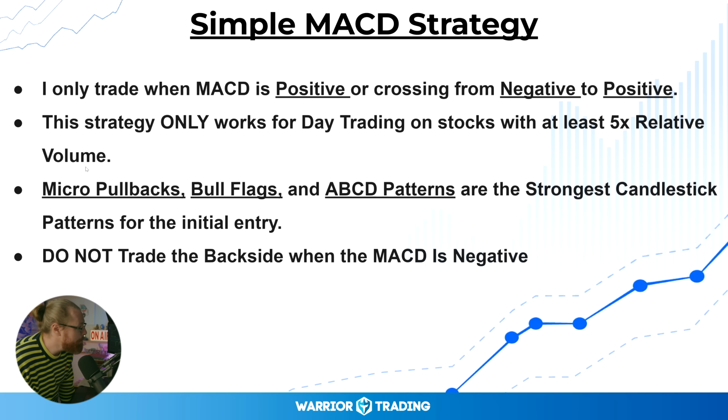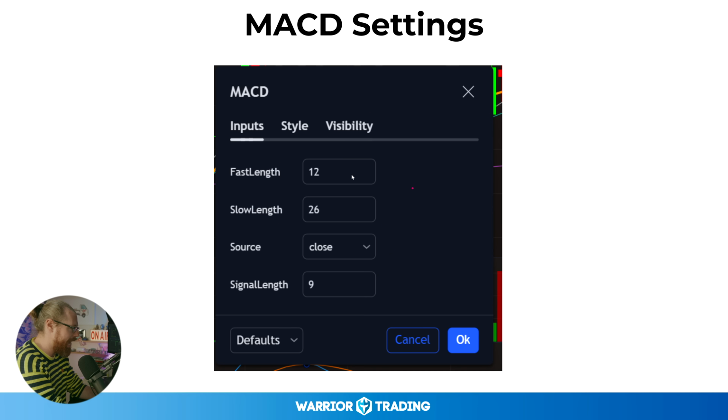Number 3, micro pullbacks, bull flags, and ABCD patterns are going to be the strongest candlestick patterns for the initial entry. And then number 4, I do not want to trade the backside when the MACD is negative. This is really important to avoid. Okay, so this is a simple MACD strategy, and you're going to learn the ins and outs of it here today.